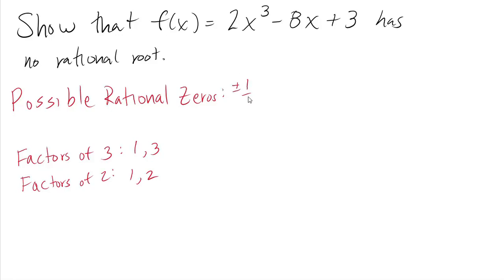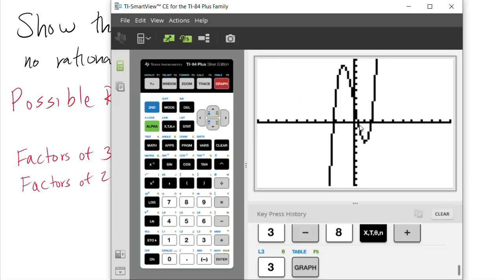There's plus or minus 1 divided by 1. There's plus or minus 1 divided by 2. There's plus or minus 3 divided by 1. And there's plus or minus 3 divided by 2. And using technology, one way to do this would be to put all 8 of those into the calculator.